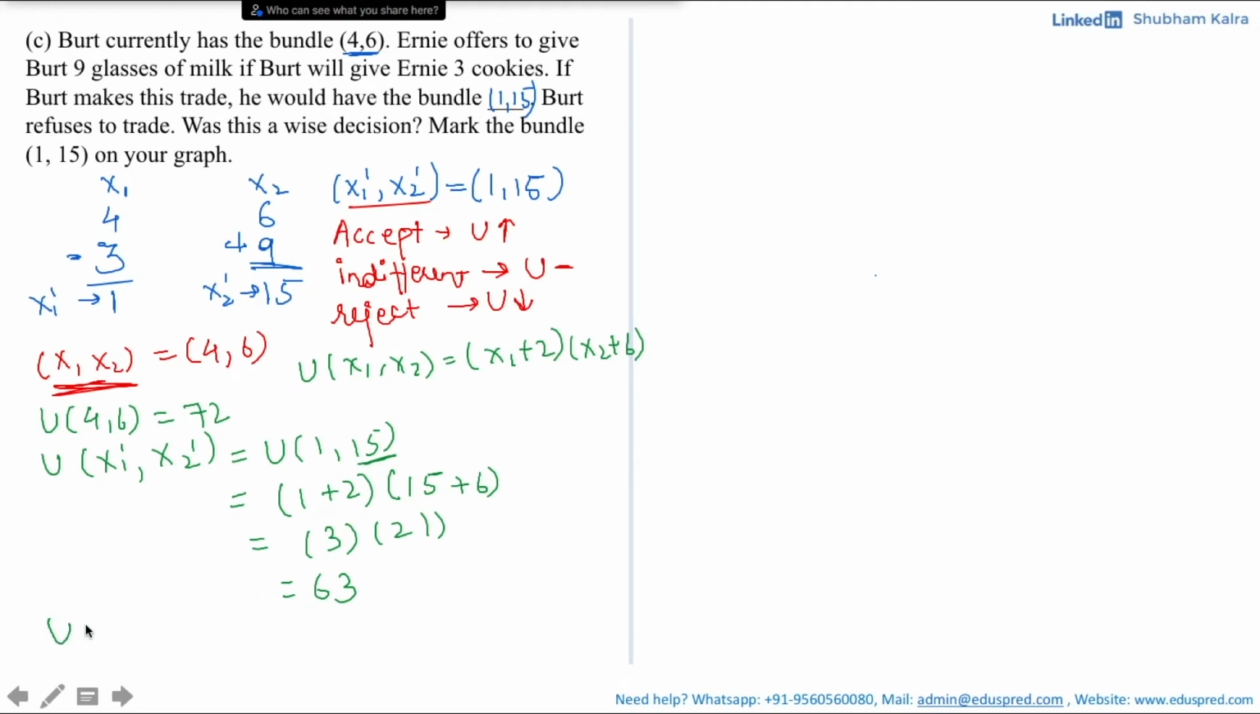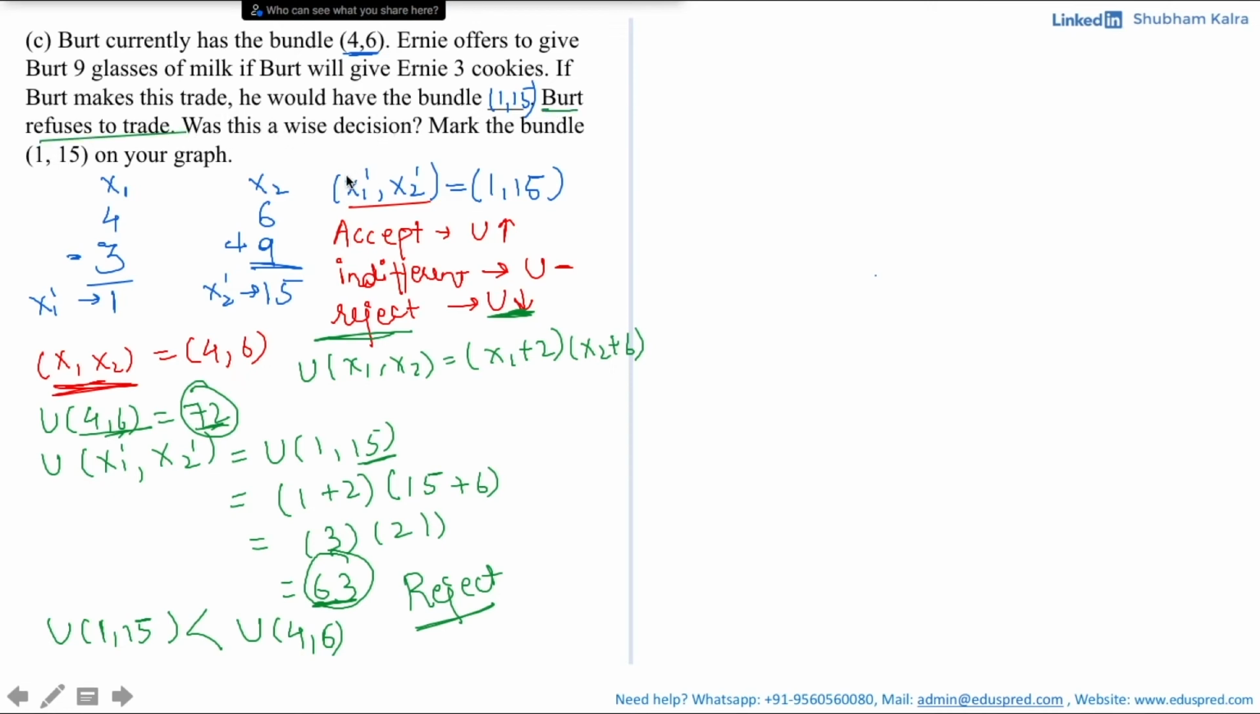Now, the utility at the consumption bundle 1, 15, which is 63, is less than the utility at the consumption bundle 4, 6. Thus, after the trade, his utility is decreasing. Before the trade, he had a utility of 72, and after the trade, he has a utility of 63. That means his utility level decreases, which brings us to case 3, that he will reject the trade. So what did Burt do? Burt refuses the trade. Was this a wise decision? Yes, this was a wise decision as his utility level is decreasing. So the answer to this question is yes.